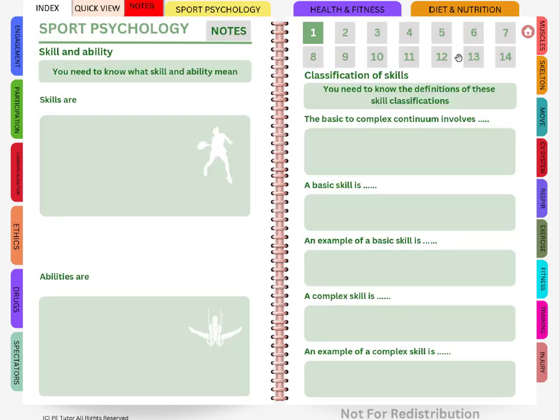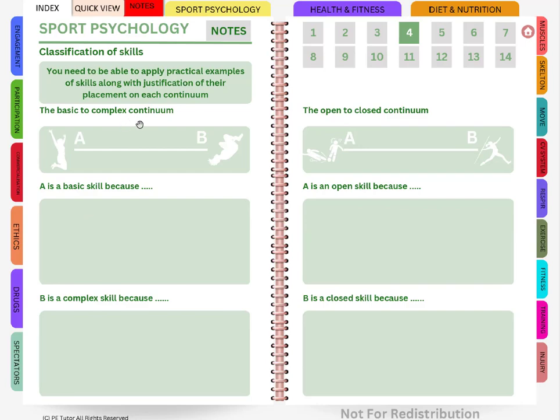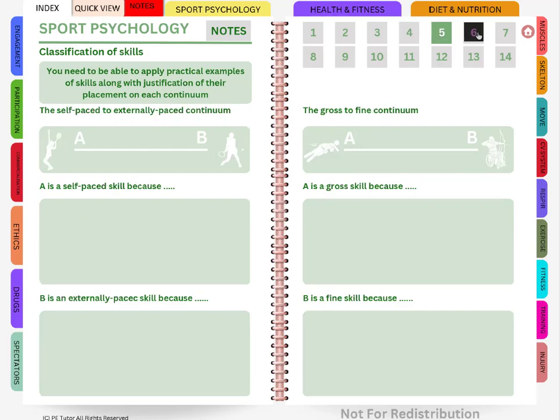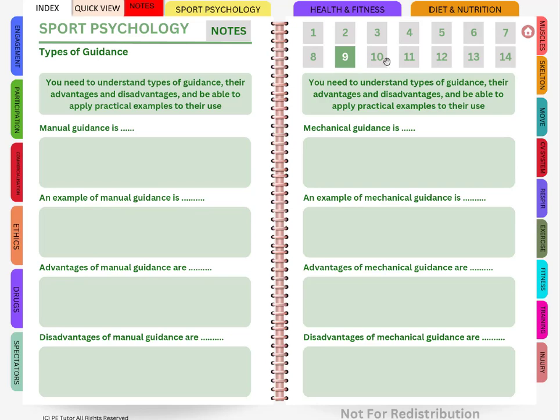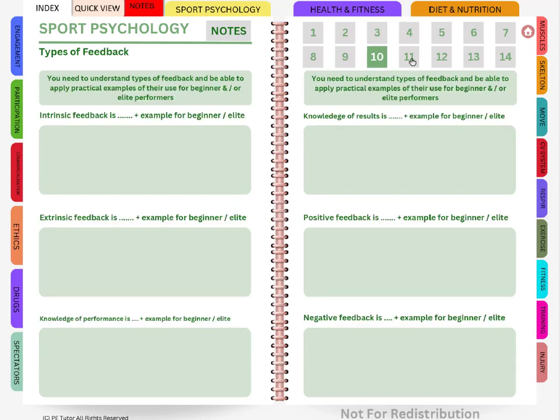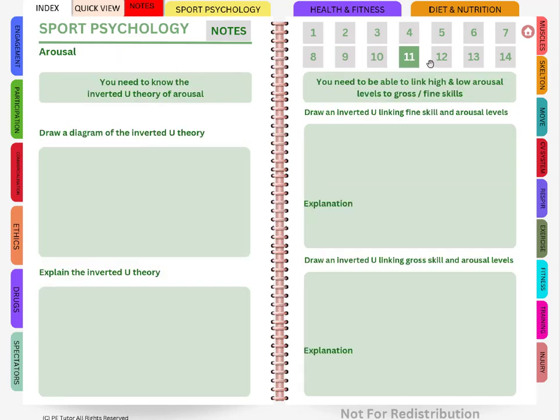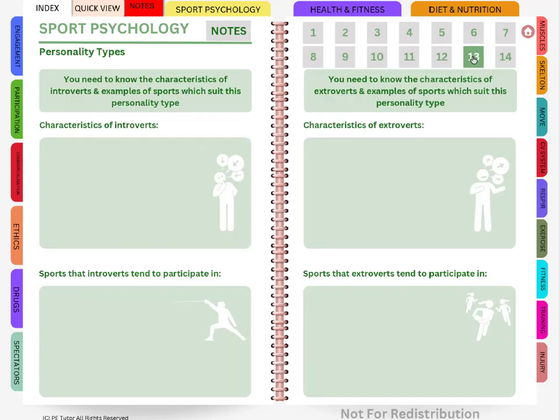You'll be familiar, of course, with AQA GCSE. There's quite a lot of content there with sports psychology, and so all the material that we need to know and our students need to know are here. So skills and abilities, skill classification, the continua. If we move on, we've got goal setting, we've got the information processing model there. We've got types of guidance, types of feedback as well there. And so we go on a bit more psychology to arousal and controlling arousal levels, etc., and personality types. So everything that you would expect to be there is there, specific to AQA as well.